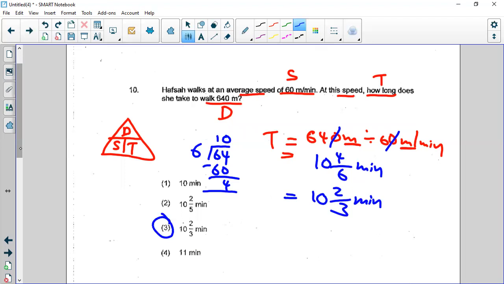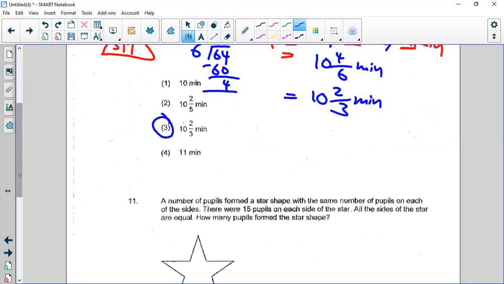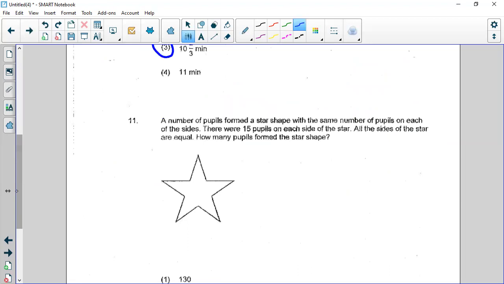Okay, make sure you understand all these concepts. There's nothing hard about all these. They're all testing you on your concepts. Okay, now question 11. Now this is the one.